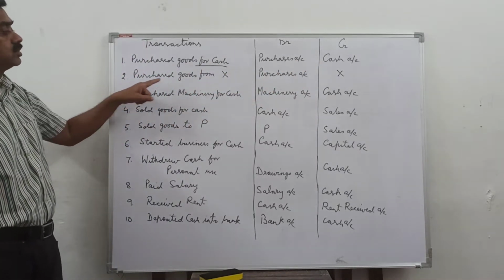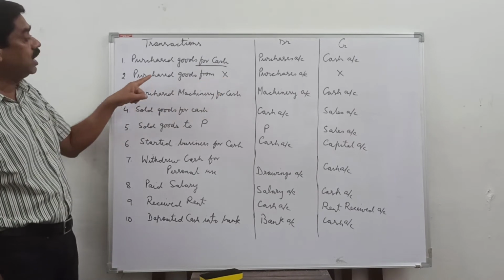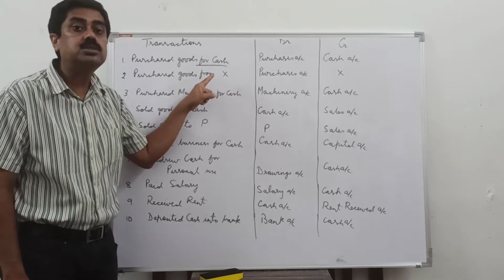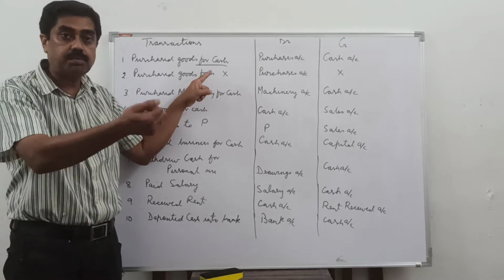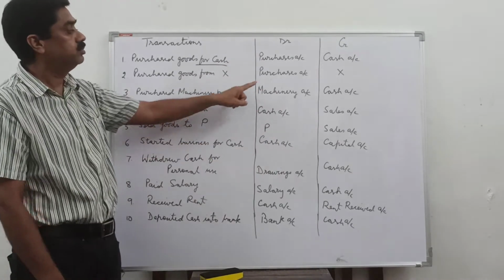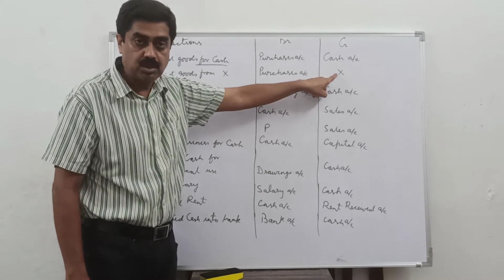Then we have purchase goods from X. Now here the words for cash are not given. So we will have to open one purchase account and the personal account of the supplier, because X is supplying goods but is not making payment. Payment will be made later in future. So one account will be the purchase account, the other account will be the account of X.